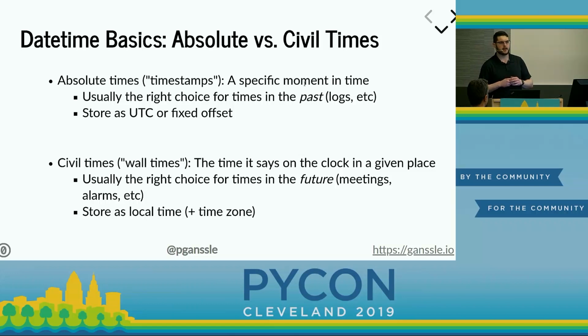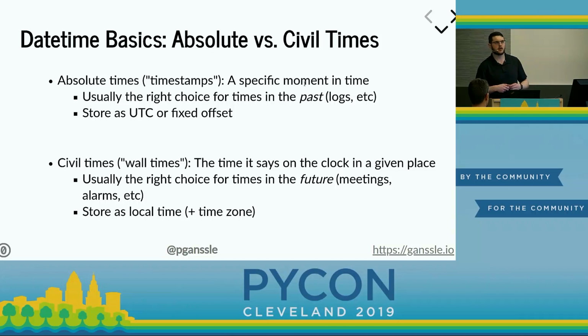I don't know that there's a great standard terminology for this, so I call it absolute and civil times. Sometimes you can call it timestamps and wall times. Absolute times are a specific moment in time, right? So 15 minutes ago, 20 years ago, 1 minute after the beginning of the Unix epoch, those are all absolute times or timestamps. Civil times are a related concept, but what they are is the time it says on the wall, right?